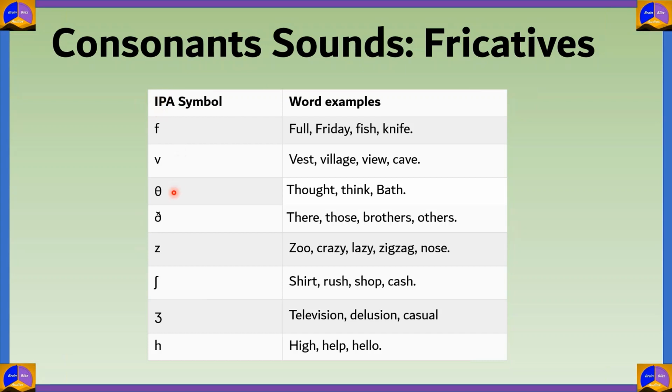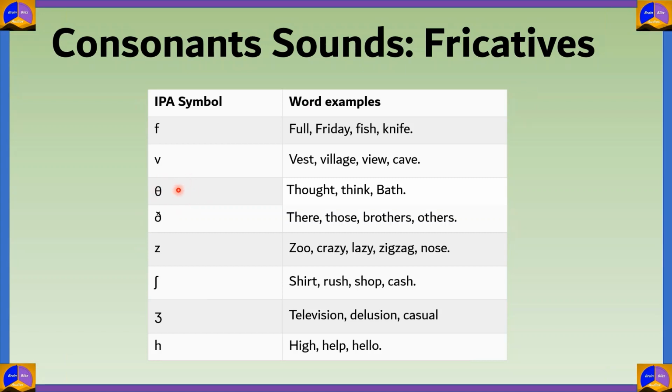Now, the third IPA symbol represents the theta alphabet in Greek, and this is the symbol, and it represents the sound. Now, this sound is produced by placing your tongue in between your teeth and passing air through it. In words such as thought, think, and bath, we use the sound th.